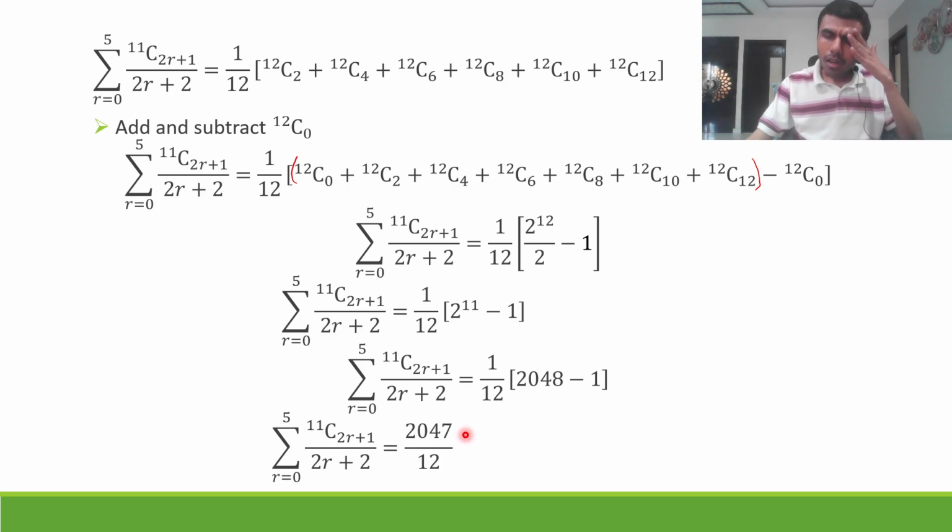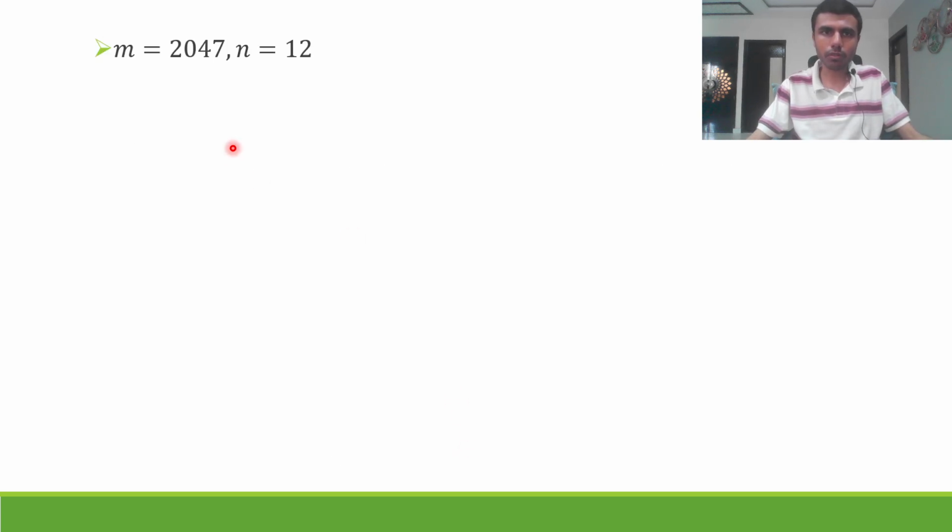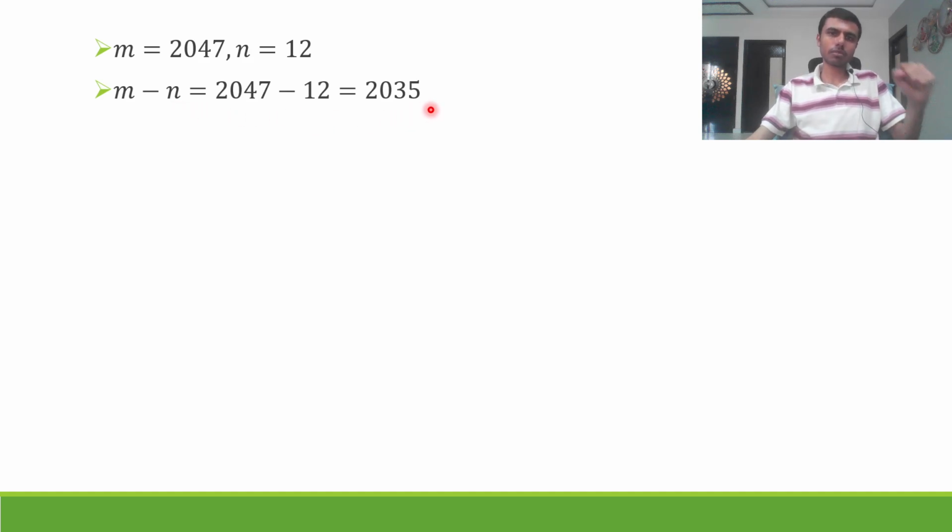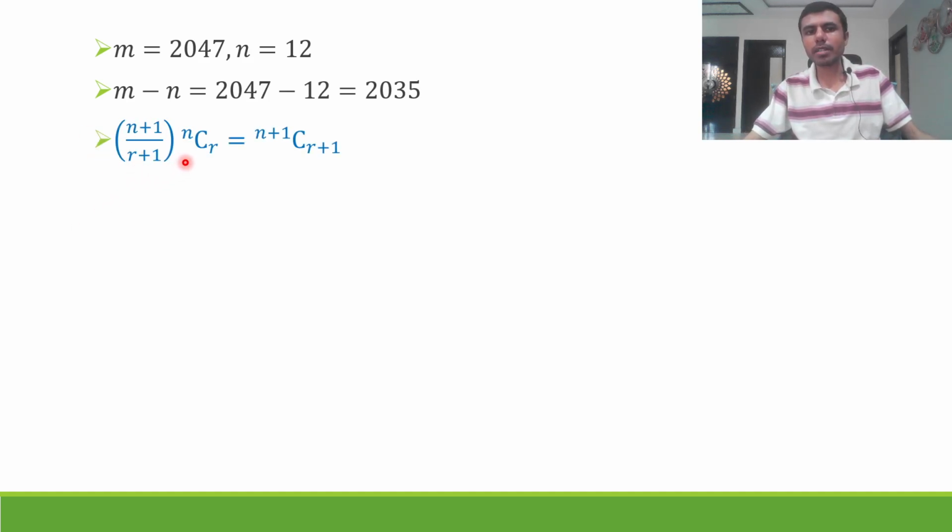So this is m, this is n. m is 2047 and n is 12. So m minus n is 2047 minus 12, which is 2035. And with this, the question is done. We got the answer. Now I'm going to explain why n plus 1 by r plus 1 into nCr is n plus 1 C r plus 1.